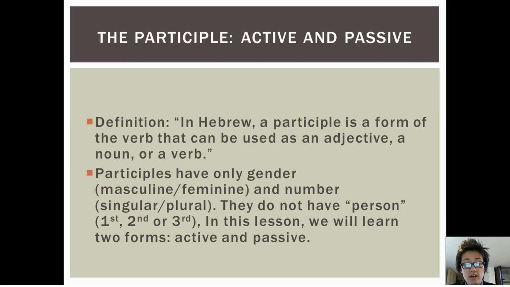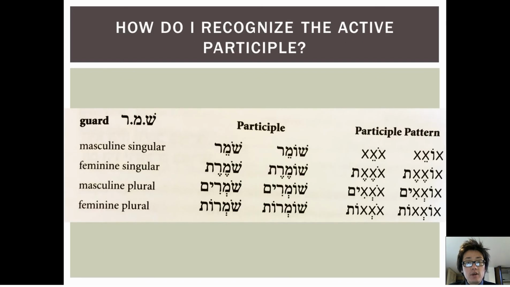So in this lesson, and this is redundant, we'll learn the two forms, active and passive. Let's begin with the active participle. And let's just start with this question. How do I recognize the active participle? Let's grab onto something we recognize, shamar, so we can feel a little bit of safety and security before we jump into these deep waters, which hopefully will not be up to the neck. So guard. Let's look at guard. How would you recognize the active participial form of shamar?